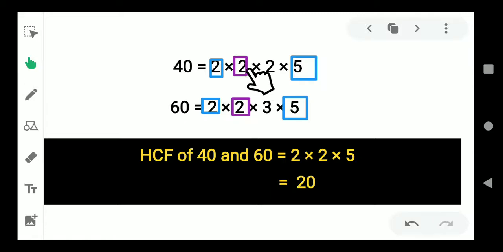Next step, take down and write all the prime factors. After that, circle all the common factors. Here is a 2, and one more 2 here. So one common 2, I take down and write. Again, one more set of 2 is common, so write the 2. Again, one set of 5 is common. So write that. 2 into 2 is 4, 4 into 5 is 20.